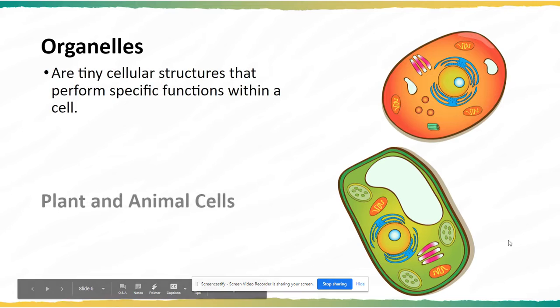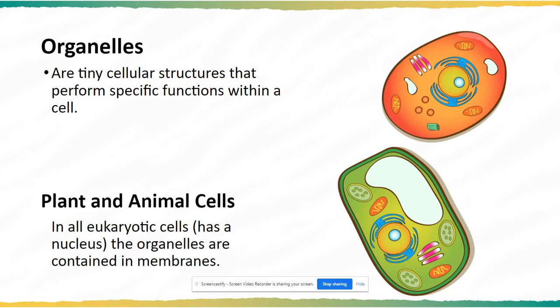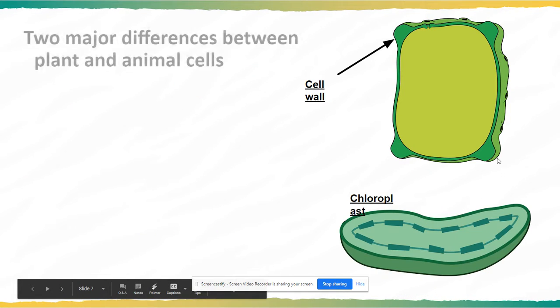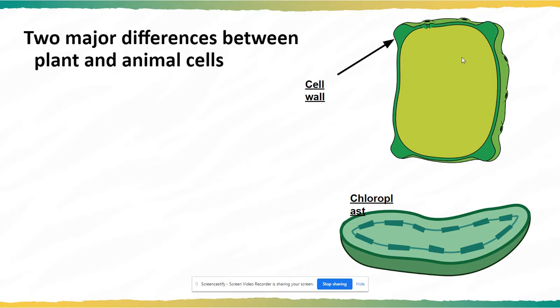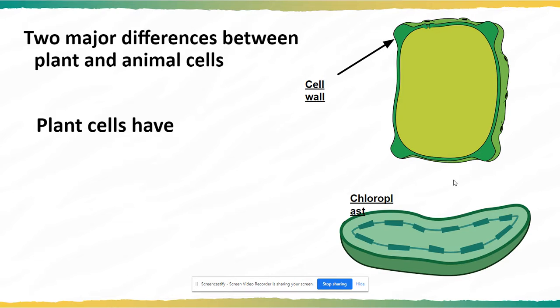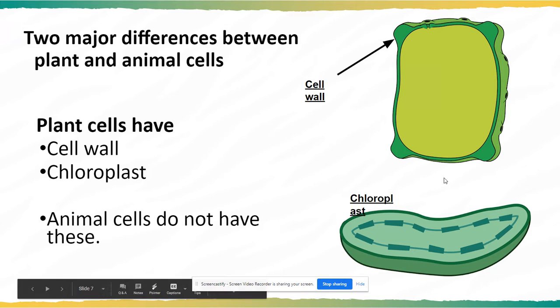Now, cells have organelles, which are tiny cellular structures that perform specific functions within a cell. Plant and animal cells are eukaryotic cells, which means they have a nucleus, and the organelles are contained inside the membrane. As you see, there are two major differences between a plant cell and an animal cell. Plant cells have a cell wall, they have chloroplasts, and animal cells do not have these at all.